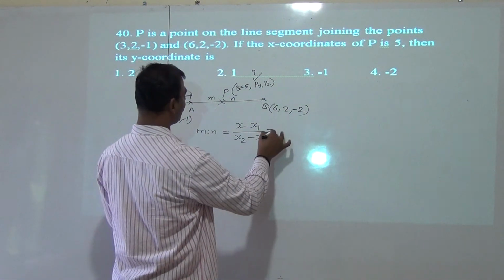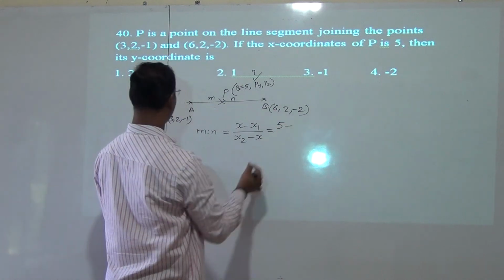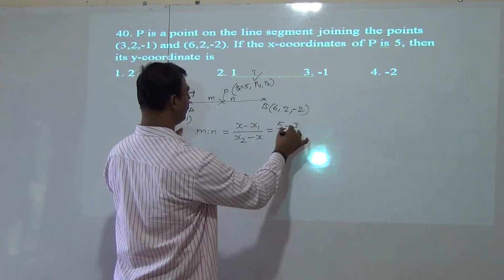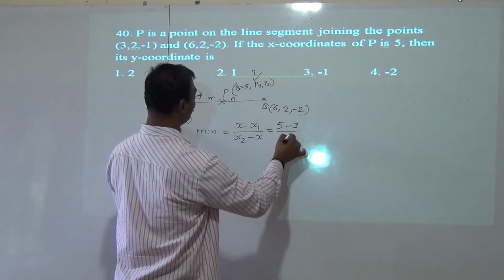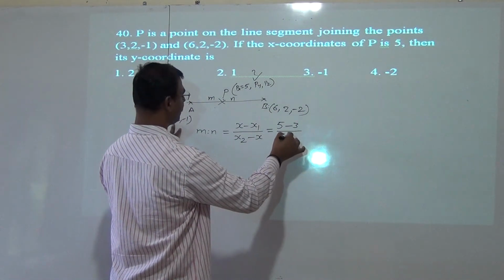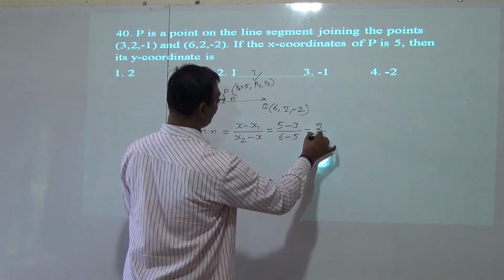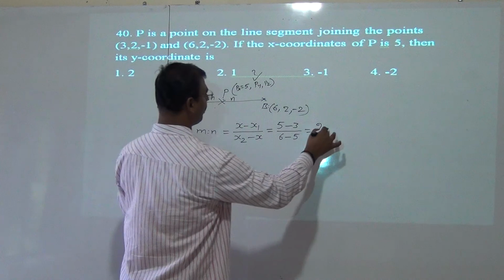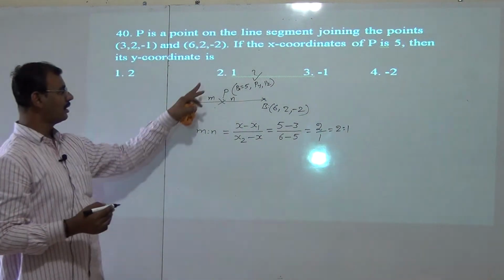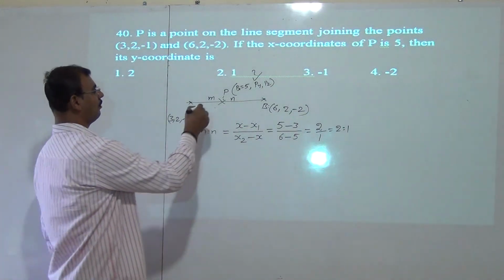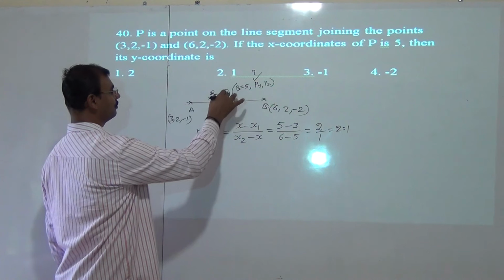What is x actually? x is 5 given, minus x1 which is 3, upon x2 which is 6 minus x, that is 5. This is equal to 2 divided by 1. In what ratio does it divide? The 2:1 ratio. So this point P divides in the ratio 2:1.